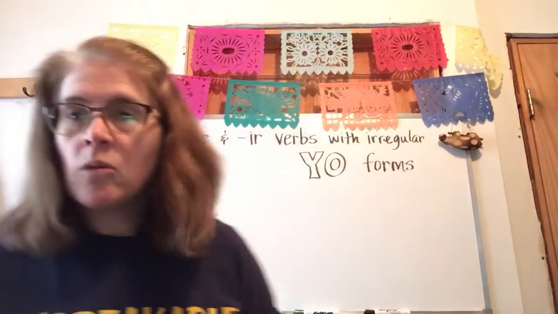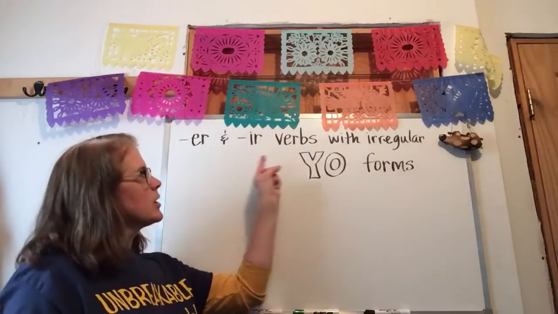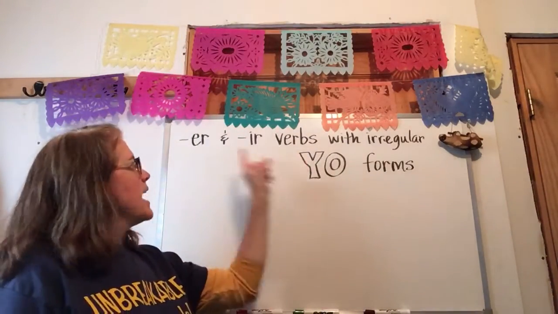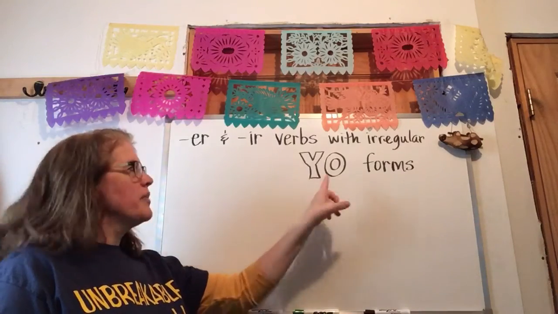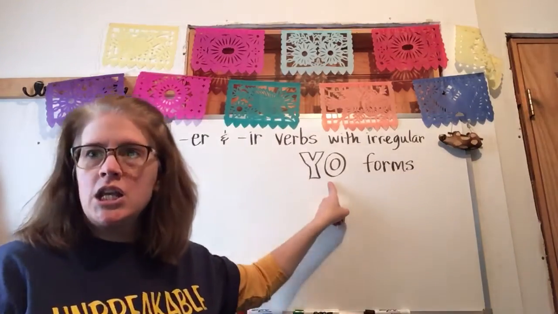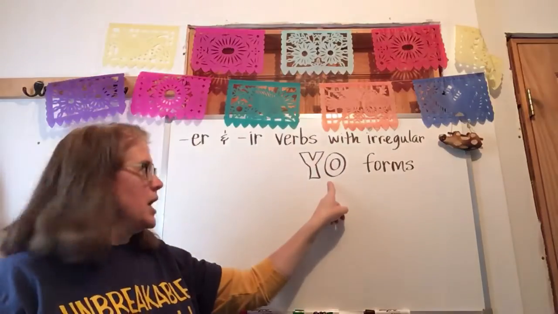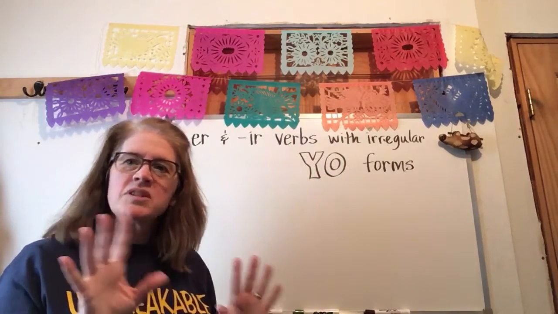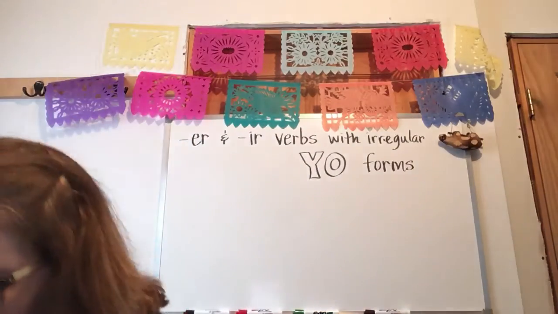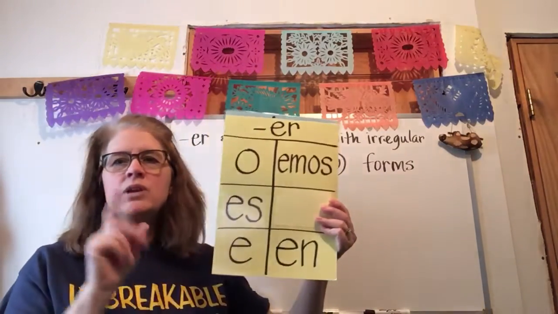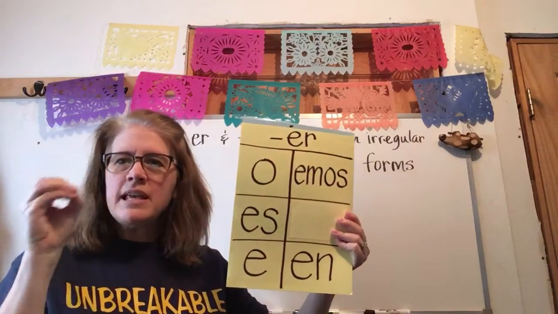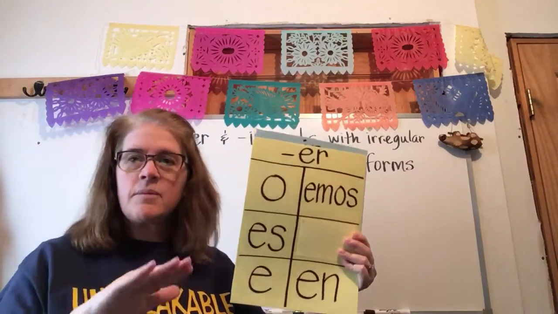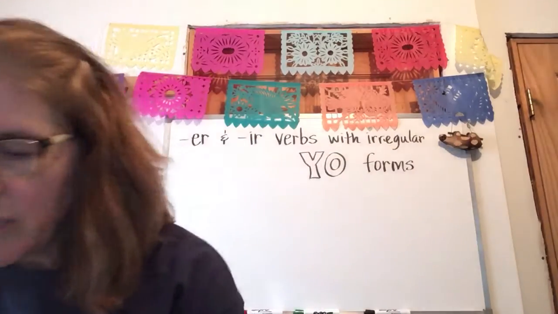All right, now today we're going to bump it up a little bit because now we're going to learn 6 verbs that end in ER or IR, but they have an irregular yo form. So whenever it's the yo form, something different is going to happen. What do I mean by different? I mean that you cannot just take off the ER or IR and add an O. All right, something different happens.